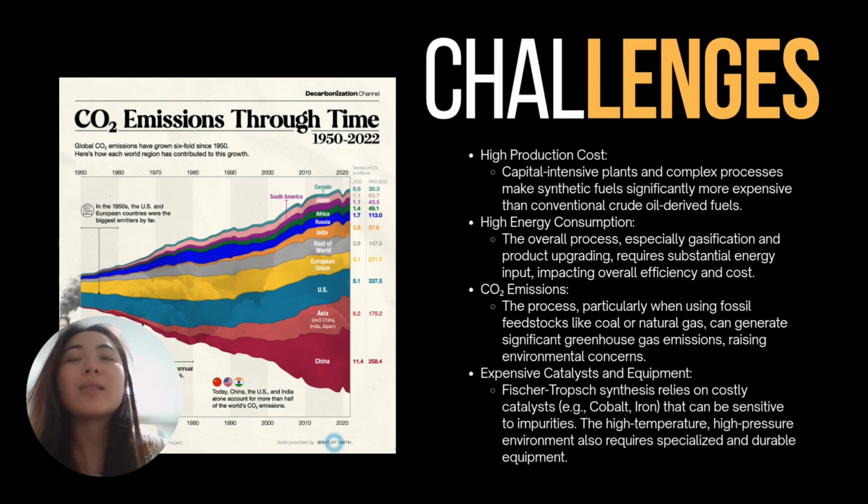Third, we must address carbon dioxide emissions. Where we use fossil feedstocks like coal or natural gas, the process generates a significant amount of greenhouse gases, which directly conflicts with sustainability goals. Finally, we rely on expensive catalysts and specialized equipment. The Fischer-Tropsch catalysts, often made of cobalt or iron, are costly and can be easily poisoned by impurities. Combined with the need for high-pressure, high-temperature reactors, this makes the technology economically risky.